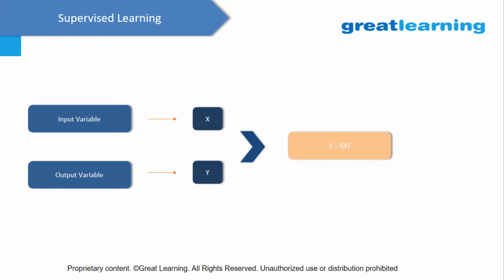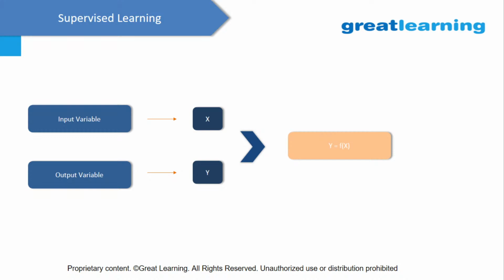So that is why when you say how does Y change with X, Y is basically dependent on X, and that is why Y is known as the dependent variable and X is known as the independent variable. And in supervised learning, you basically have data which is labeled.